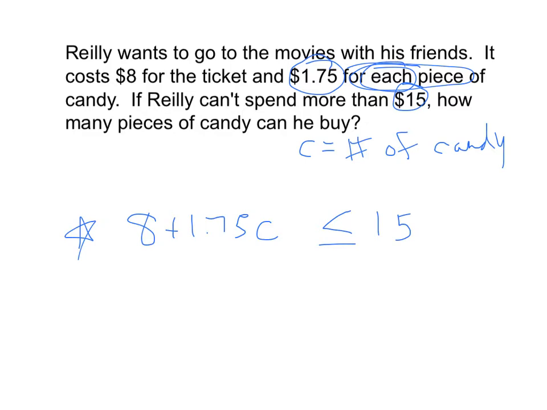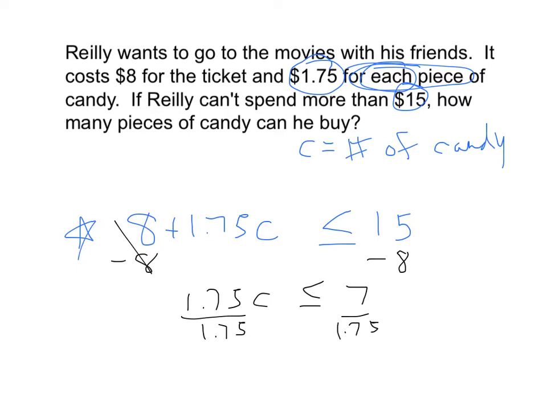Okay, so now we just simply solve it just like we have been practicing. So first things first, undo anything that's added or subtracted. So we're going to subtract 8 from both sides. Okay, so we have 1.75c is less than or equal to 7. Okay, divide both sides by 1.75. And you get C is less than or equal to 4.